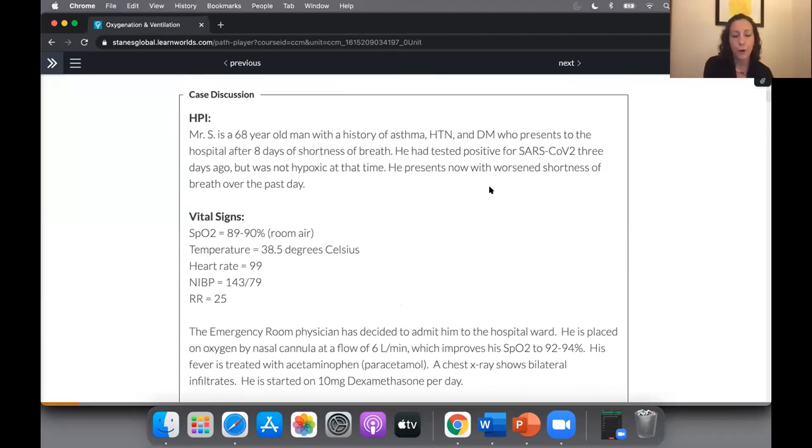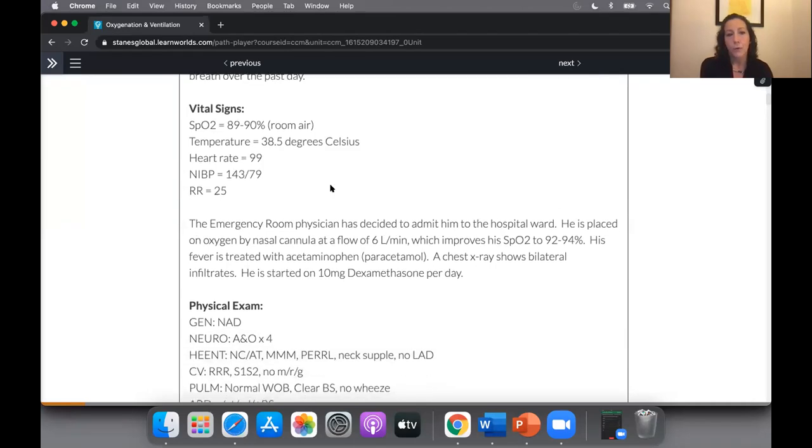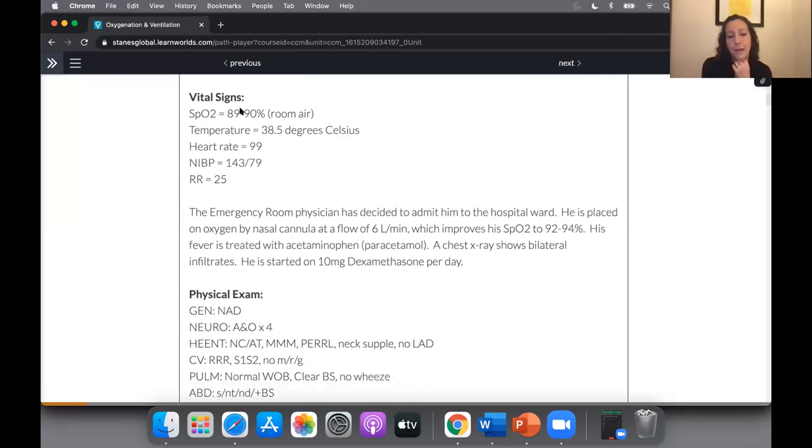So with that, we'll start with our case discussion. So start with the history of present illness. Mr. S is a 68-year-old man with a history of asthma, hypertension, and diabetes. He presents to the hospital with 8-day history of shortness of breath. He tested positive for SARS-CoV-2 3 days ago, but at that time he was not hypoxic. Now he's presenting with worsening of his shortness of breath over the past 24 hours. On room air, his SpO2 is 89 to 90%.